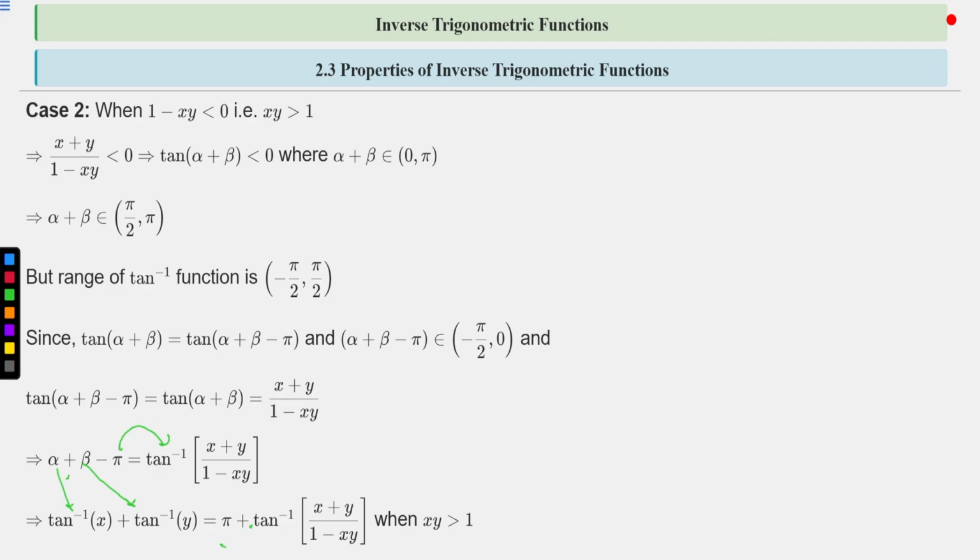So in this way, we have proved both cases. When 1 minus xy is less than 0, that is xy is greater than 1, and another case we have already proved, when xy is less than 1, then tan inverse x plus tan inverse y is equal to tan inverse of (x plus y) upon (1 minus xy). And when xy is greater than 1, tan inverse x plus tan inverse y is equal to pi plus tan inverse of (x plus y) upon (1 minus xy), right? Clear? Hope you understood. If anyone has a doubt, please ask in the chat box.